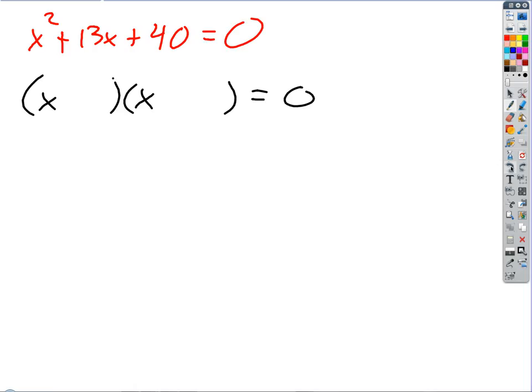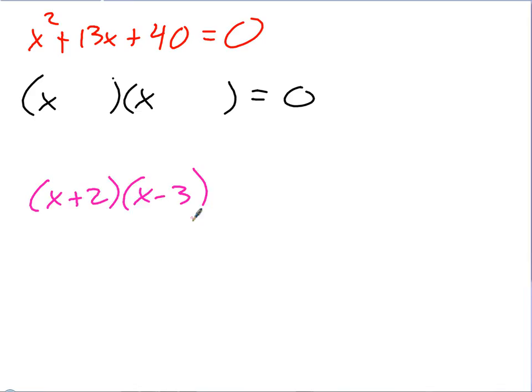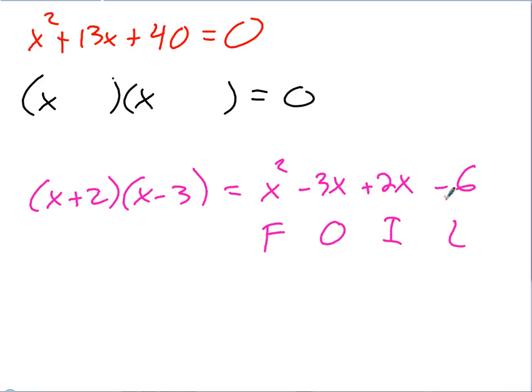Now the question is, what are the numbers, right? I want to come up with the numbers. When I FOIL stuff out, let's just look at an example real quick. If I FOIL out x plus 2 times x minus 3, first times first is... outside times outside is... good. Inside times inside is... good. And then last times last is... but then I could combine those, couldn't I? Right? And so that's what we're trying to do. We're trying to come up with numbers.